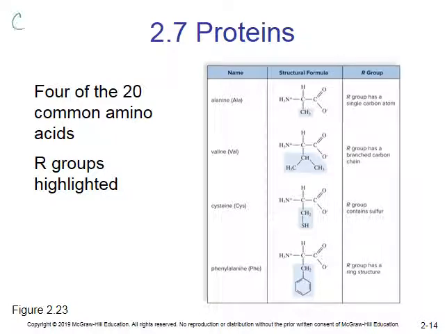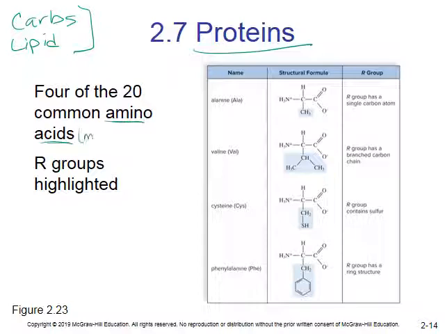Okay, so we've done 2. We've done carbs and we've done lipids. So we've got 2 of the biomolecules covered. We now move to the third biomolecule, which is a protein. Remember, proteins are made up of amino acids. So amino acids are the monomer, and protein is the polymer.